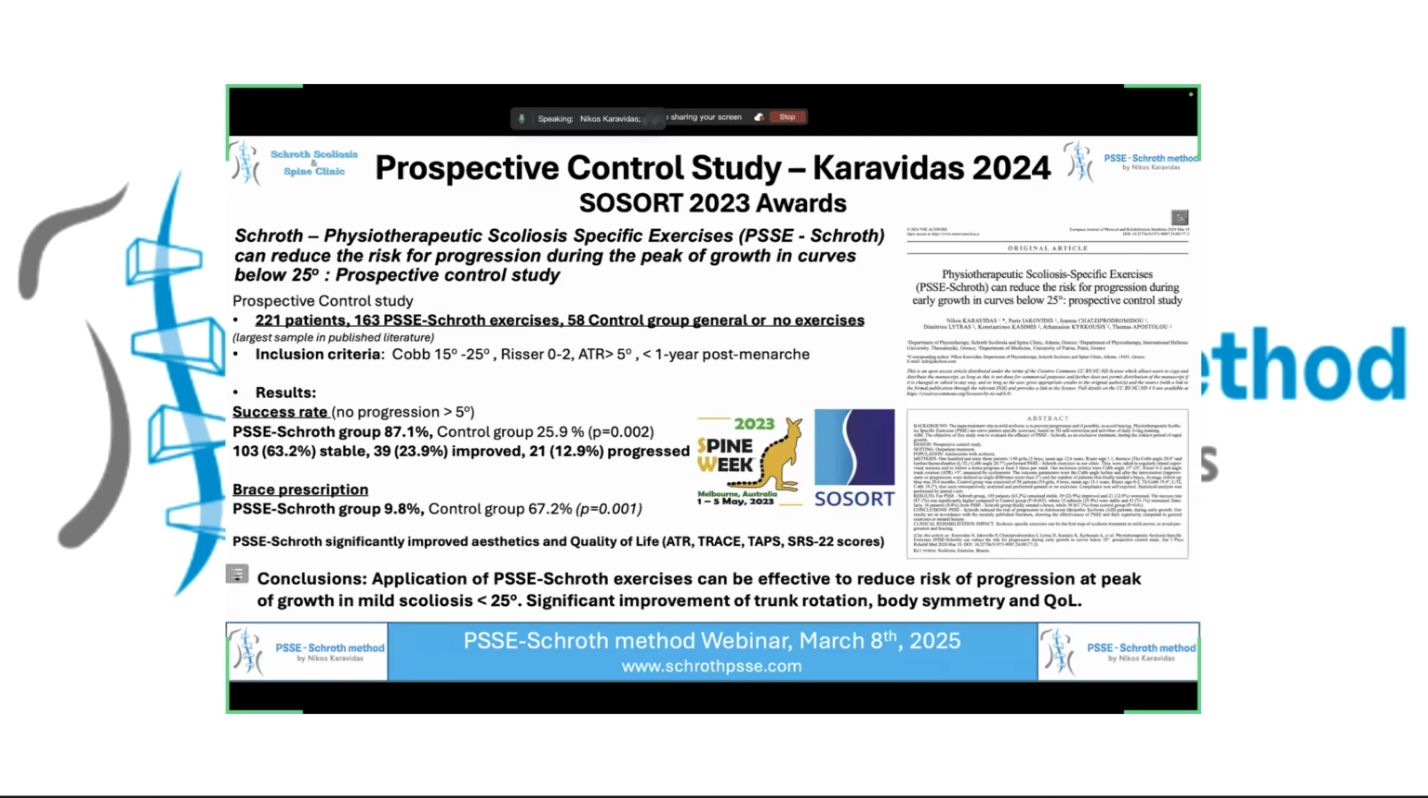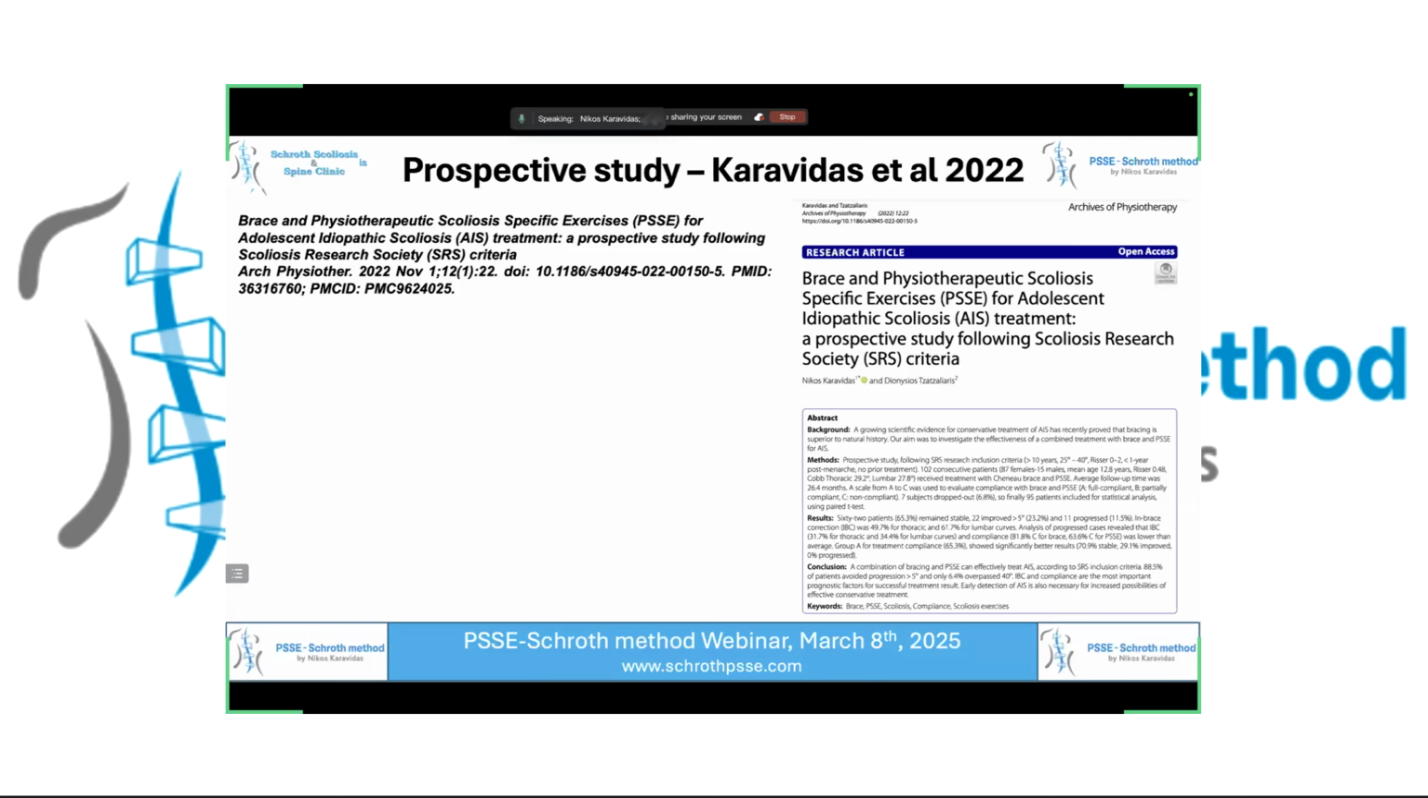And in conclusion, the application of our exercises with the PSSE-Schroth method can be effective to reduce the risk of progression at the peak of growth in mild scoliosis. And we also got this improvement of trunk rotation, body symmetry, and quality of life.